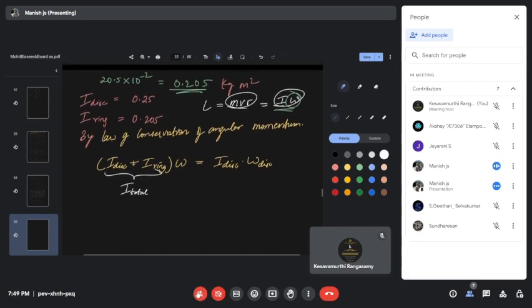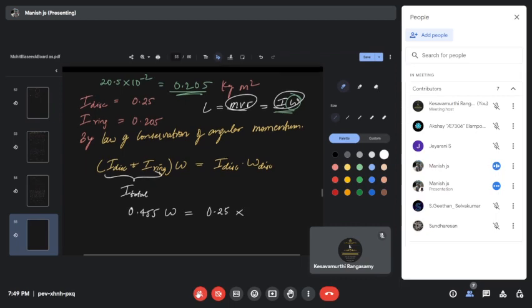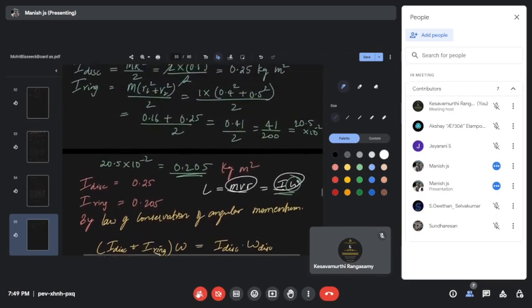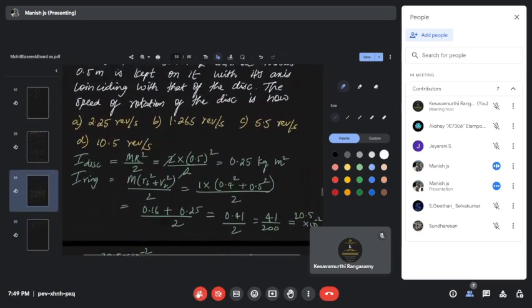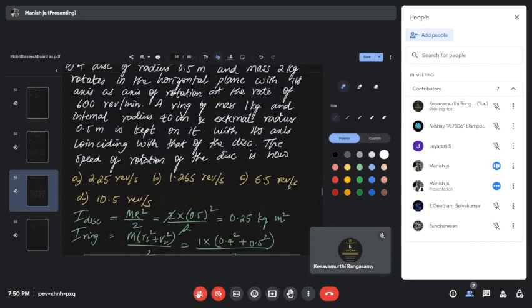Now I'm going to substitute the values. The disk plus ring, so just add them, 0.25 plus 0.205. How much are you getting? 0.455. Yes, 0.455 times omega is going to be equal to the moment of inertia of the disk, which is already 0.25, times the angular velocity of the disk. That was already mentioned in the question, right? Let me just check that value. Yes, here we have it.